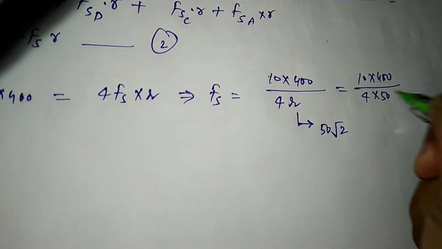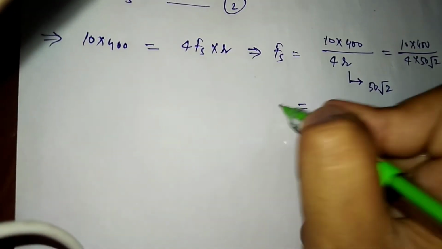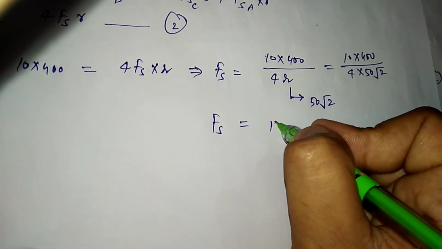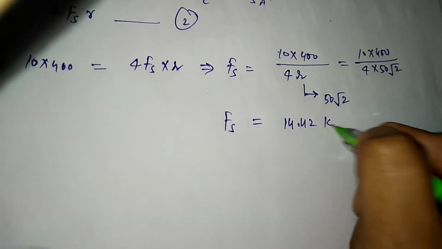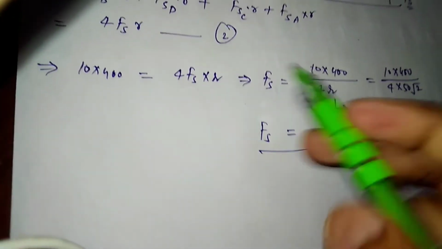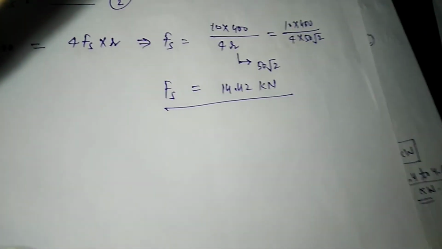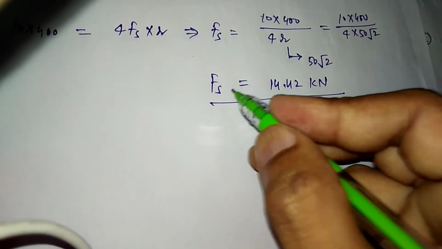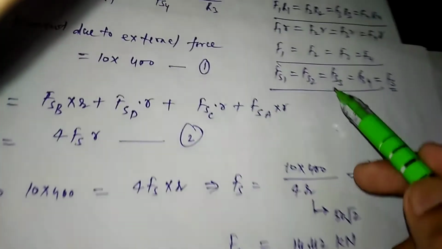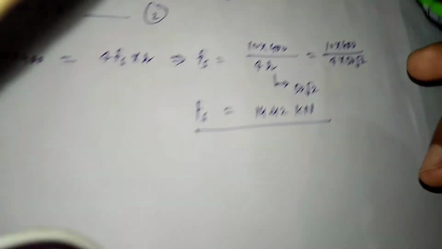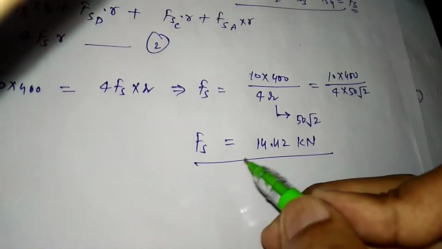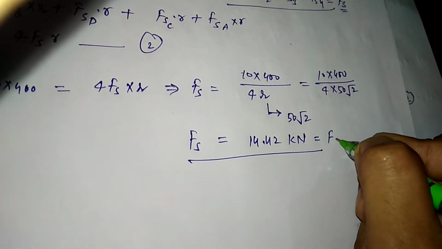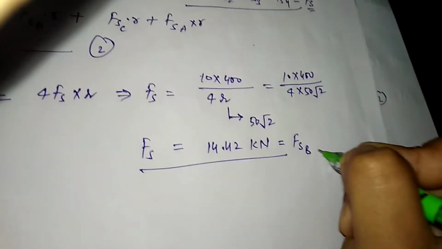So putting it over here, 4 into 50 into root 2. When we calculate, Fs will be equal to 14.142 kilonewton. This is in kilonewton because F is in kilonewton. Now this Fs is the Fs1, Fs2, Fs3 and Fs4, meaning the secondary force on each and every bolt. So this can also be FSB, the secondary force on bolt B.